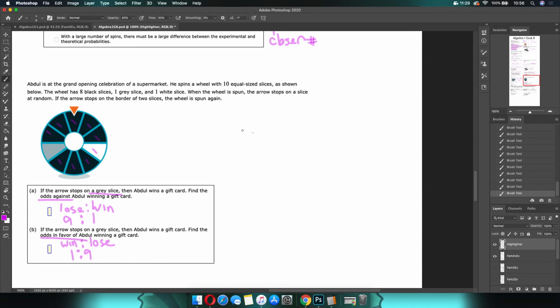So this is the only topic in the software where it is not a part to a whole. So you've got to keep an eye out for that. And you can tell by the phrases odds against and odds in favor rather than just odds.